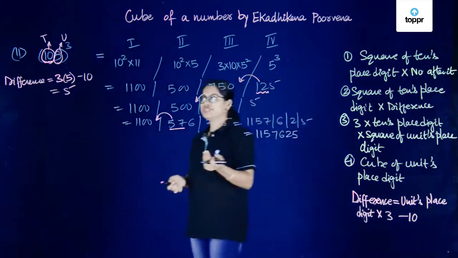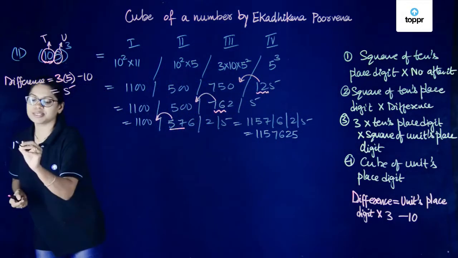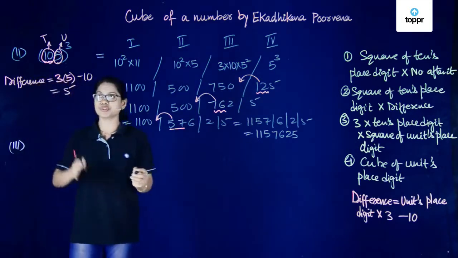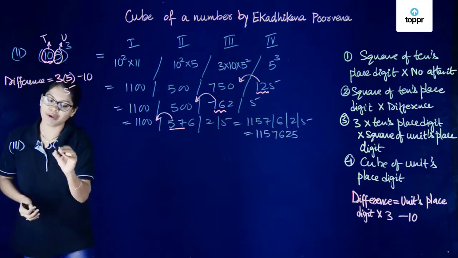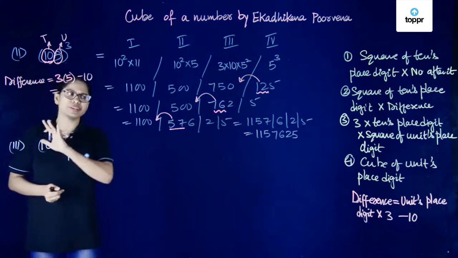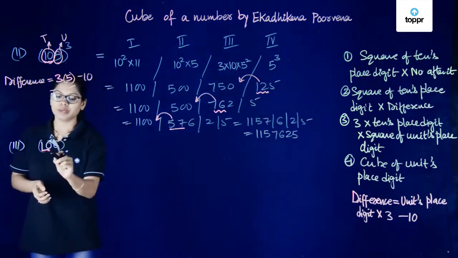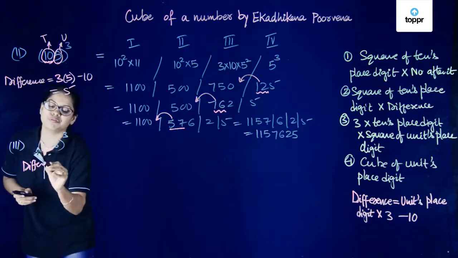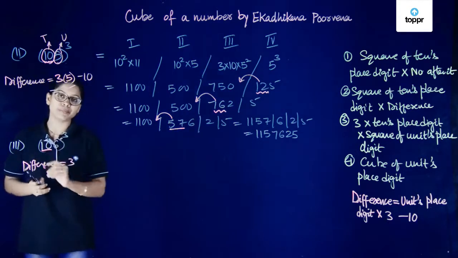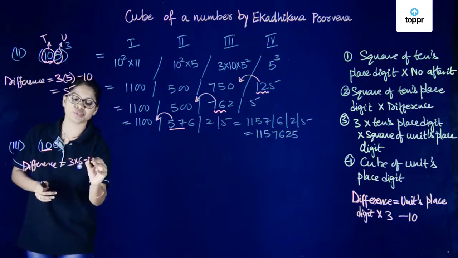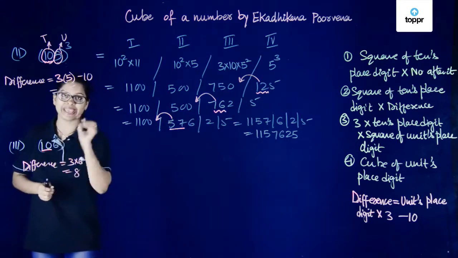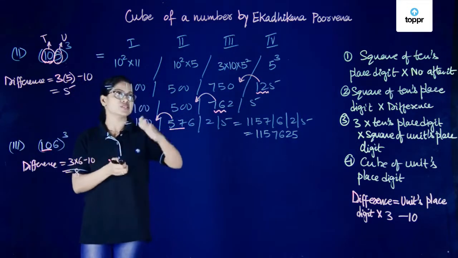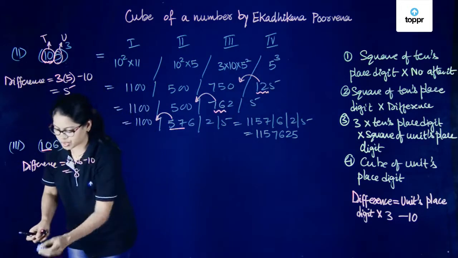Now let's do one last sum so that we are thorough with the process. Instead of 105, if we have 106 whole cube, we carry out in the same manner. We group 10 and we find the difference. Difference is equal to 3 multiplied by units place minus 10, 18 minus 10, that's 8. Now we categorize in the same way in columns and proceed with the calculation.